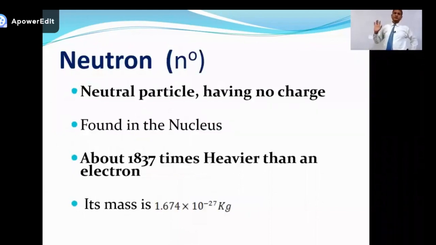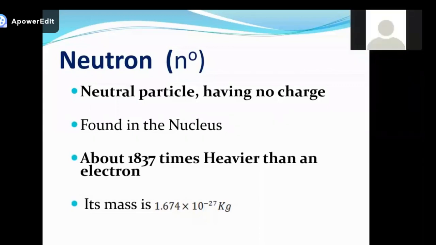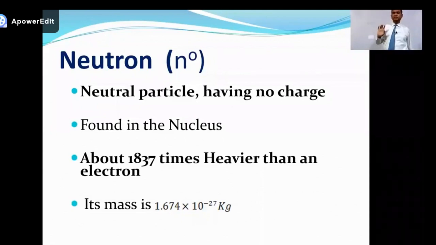And finally, the neutron. No power, no attractive power, no charge at all. That is why we call it a neutral particle. Among electron, proton, neutron, it is the heaviest. We can also find neutron in the same nucleus, right? It is 1837 times heavier than an electron. It is again used in nuclear reactions. You must have heard of the atomic bomb. So protons and neutrons are used in nuclear reactions.